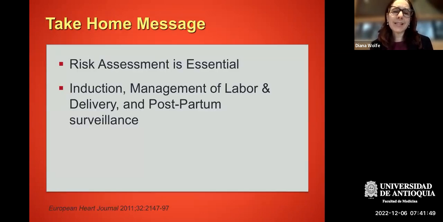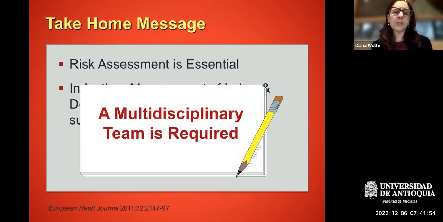Entonces, risk assessment is essential. Survey, a multidisciplinary team is required.